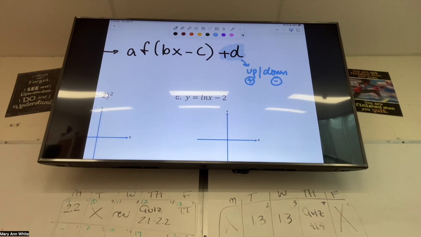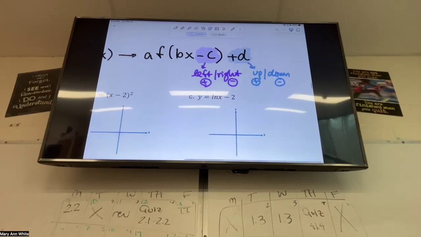Up and down. What if I have a number being added or subtracted inside my parentheses? Left or right? Very good. Now that one is different because it's opposite of what you think it should be. If it's left, it's positive, and if it goes right, it was negative. So those are all transformations that we should be pretty familiar with. And those are ideally the only ones we're really working with.